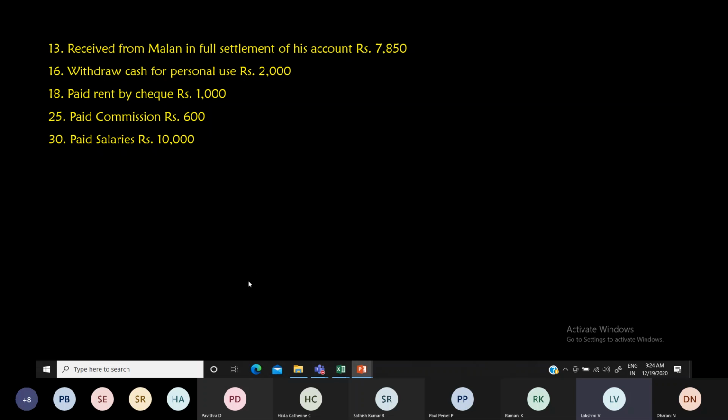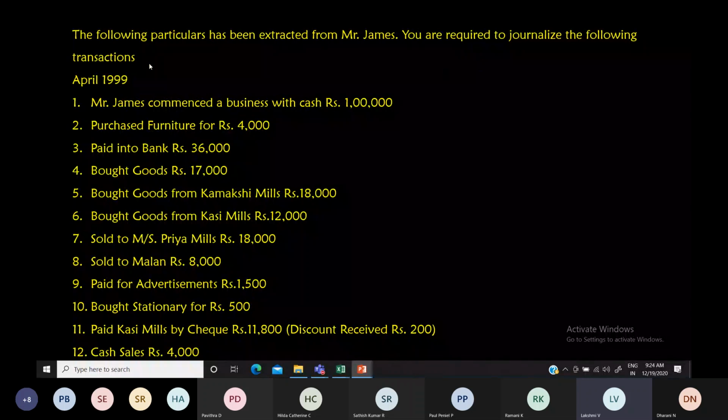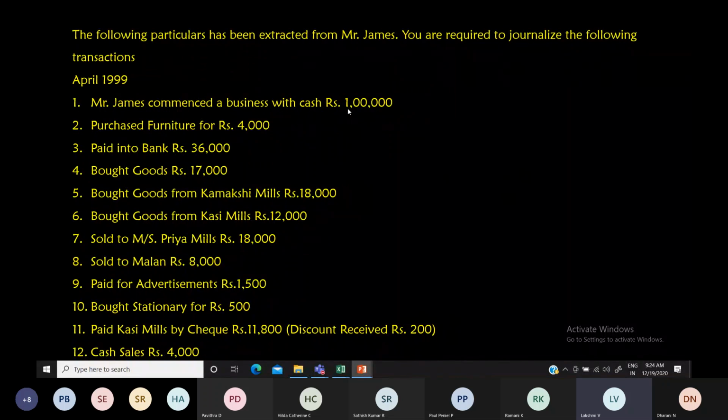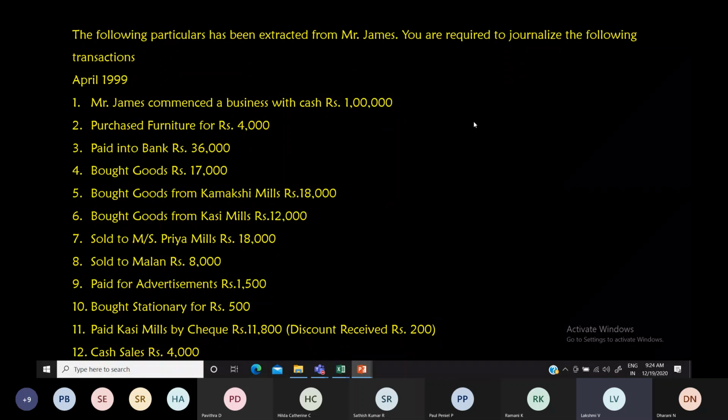So this is our question. For each date you have to pass the journal entries, you have to write the heading, and then as per the format, for each day's transaction you have to pass the entry. You have to give a brief explanation called narration about that entry, and you have to give the amount in the debit and credit column.